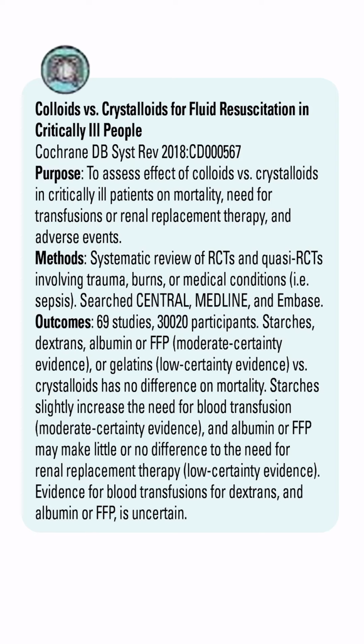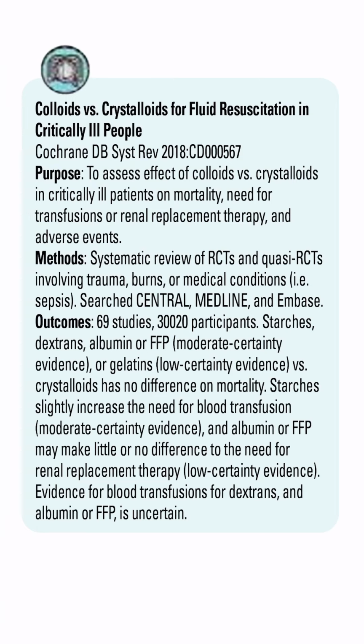Starches, dextrans, albumin or FFP (moderate certainty evidence), or gelatins (low certainty evidence), versus crystalloids have no difference on mortality. Starches slightly increase the need for blood transfusion, moderate certainty evidence. Albumin or FFP may make little or no difference to the need for renal replacement therapy, low certainty evidence. Evidence for blood transfusions for dextrans, and albumin or FFP, is uncertain.